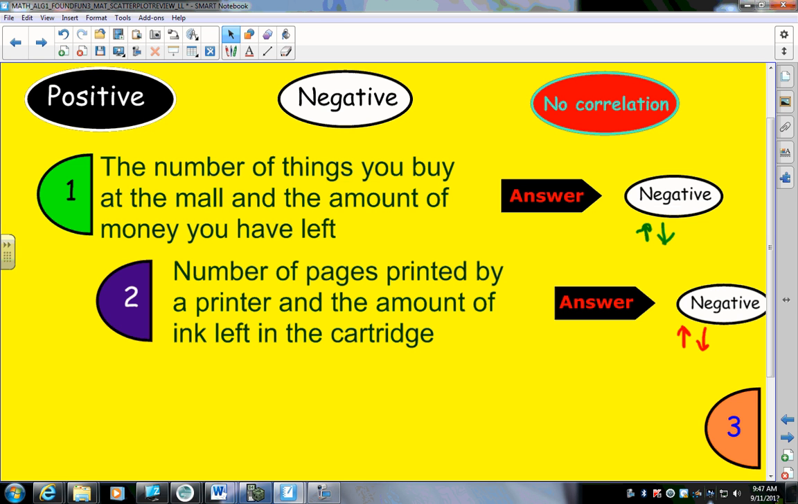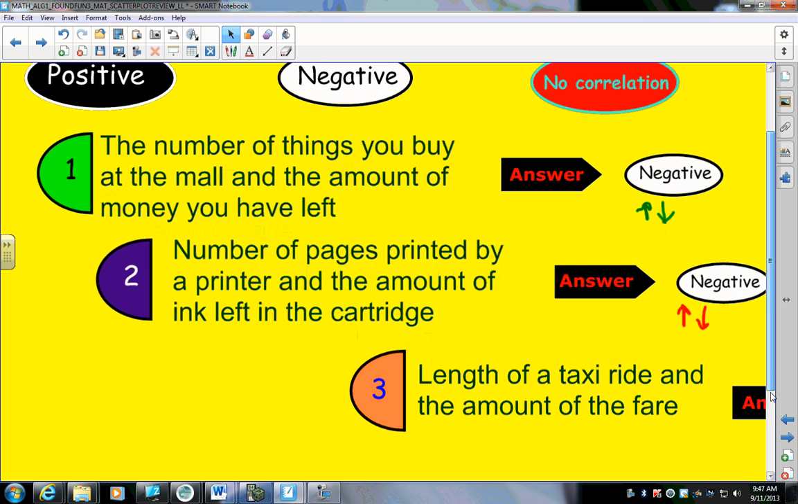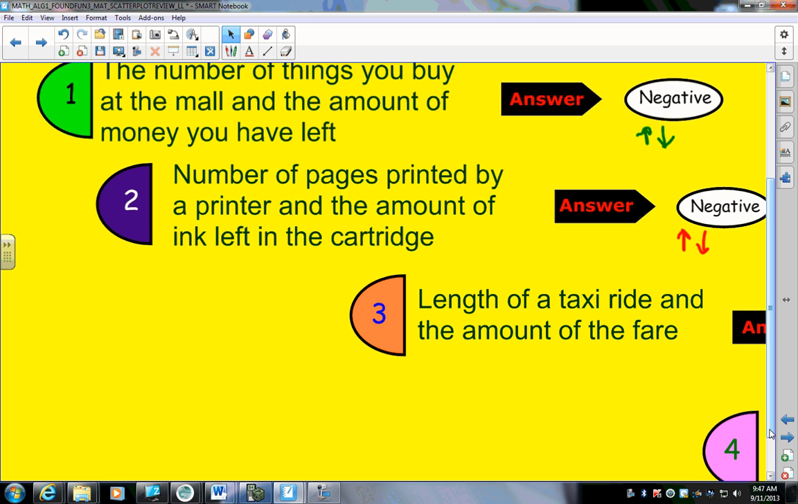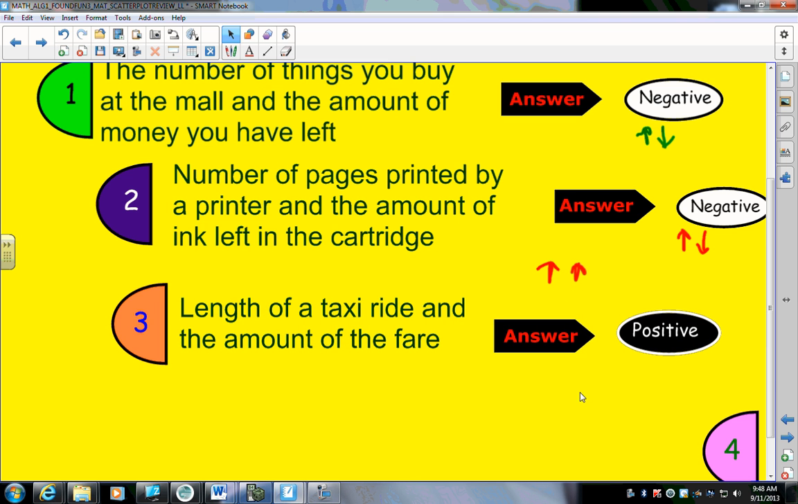My next one, number 3, says the length of a taxi ride and the amount of the fare. First off, what does fare mean? How much it costs, how much a taxi cab is going to charge you. Okay, so write down P or N or NC for no correlation. All I want you to do is just write it down so that you have something to look at. So the longer you're in the taxi, what happens to your fare? It goes up. So both quantities are increasing or going up. You should have had a positive correlation.